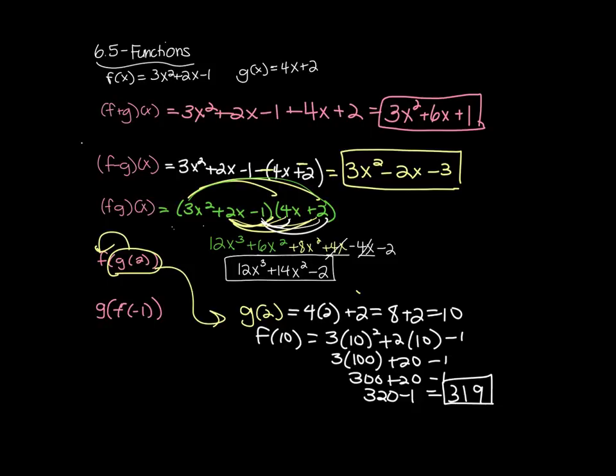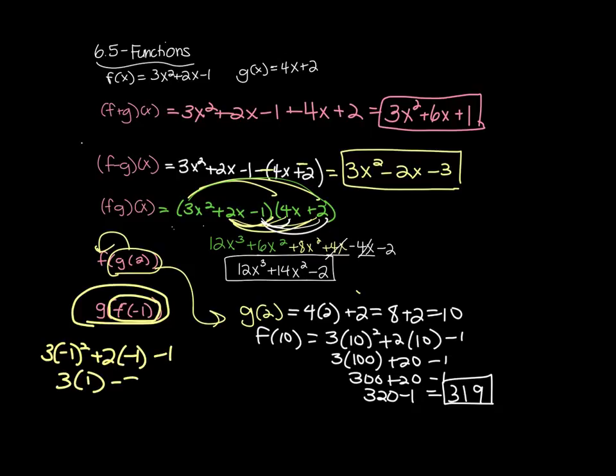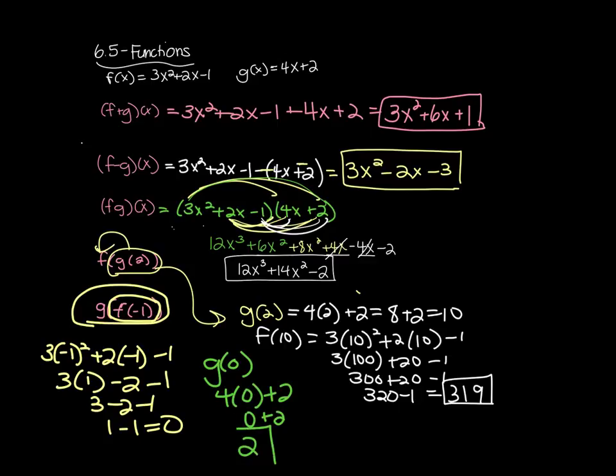So we're going to do the same thing for g of f of negative 1. Start innermost parentheses. This time the f comes first. So 3 times negative 1 squared plus 2 times negative 1 minus 1 is 3 times 1 minus 2 minus 1. 3 minus 2 minus 1, 1 minus 1, which is 0. And then I want to find g of 0. So 4 times 0 plus 2, 0 plus 2, which is 2. And then again, that last answer is your overall answer. All right, so that's the start of the review.